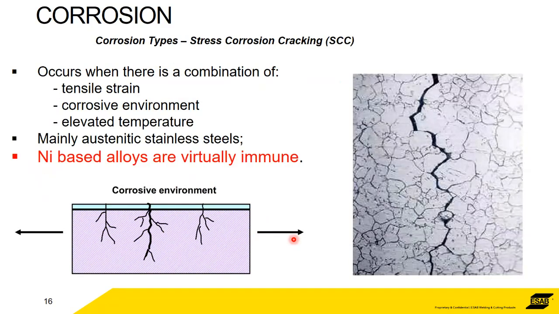Stress corrosion cracking is something to be aware of, particularly in austenitic steels. But you need a combination of the material being under strain, in a corrosive environment, and at temperature. If you've got those three things happening and you're using an austenitic stainless steel, then it's a problem, and one or two of them need to be designed out somehow. The good news is that this type of corrosion does not occur in nickel-based alloys.